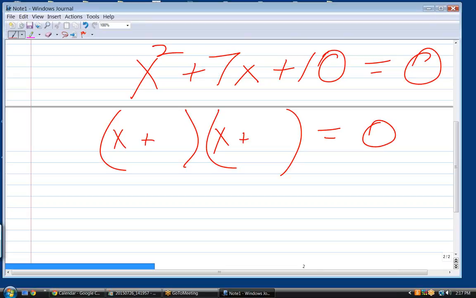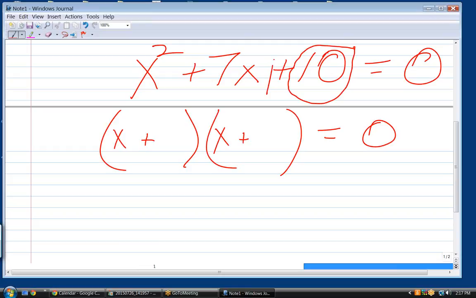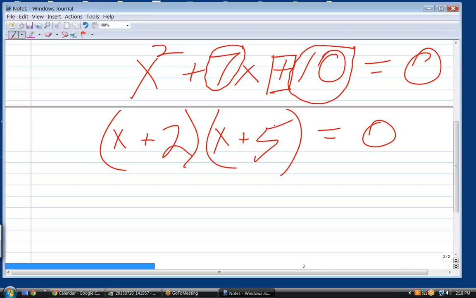Step 3. Factors of the constant, 10, that add, because of that plus sign, to the number in front of the middle term. 7, not plus 7, just 7. Well, what factors of 10 add to 7? 2 and 5. That's your answer. Easy enough.